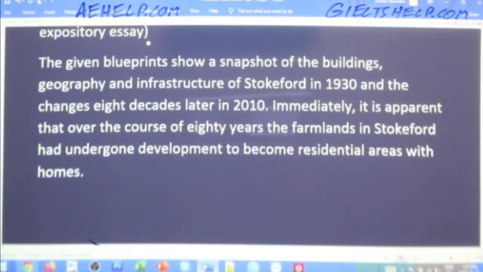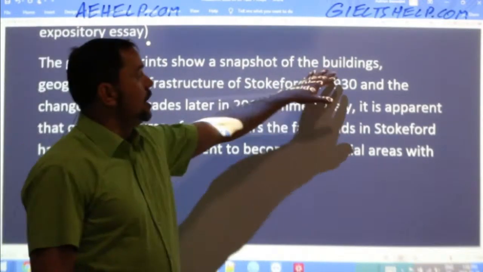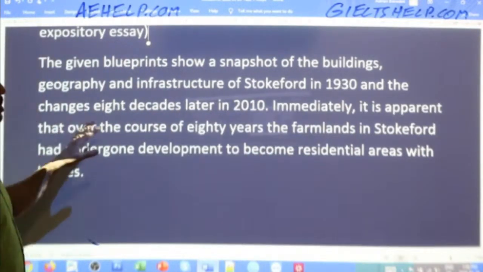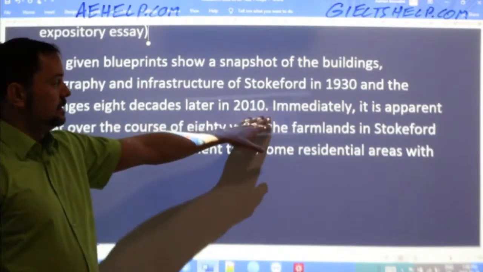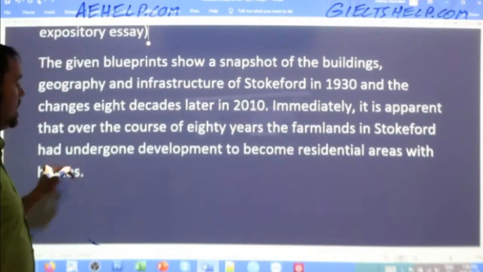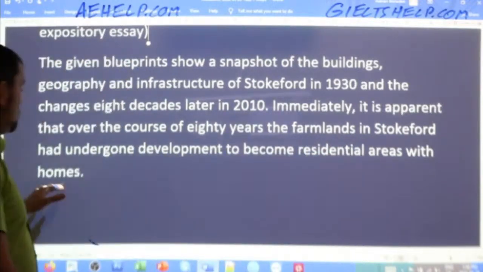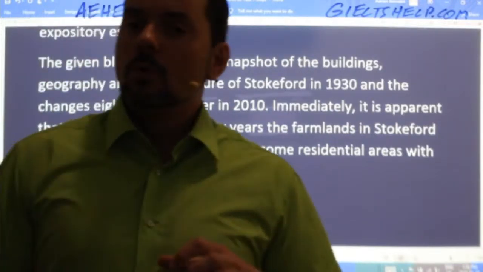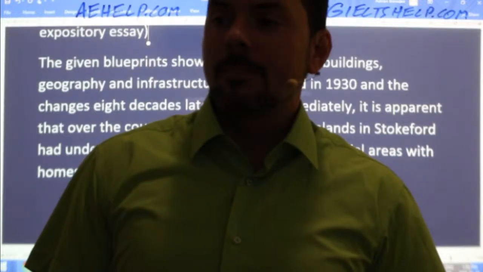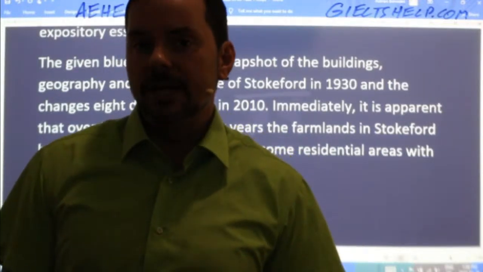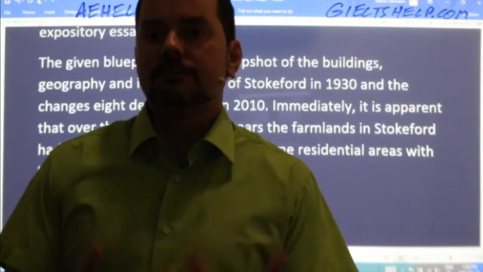Okay. All right, so here we go. Read with me. The given blueprints show a snapshot of the buildings, geography, and infrastructure of Stokeford in 1930 and the changes 8 decades later in 2010. Immediately, it is apparent that over the course of 80 years, the farmlands in Stokeford had undergone development to become residential areas with homes. Now, you as the audience, or you as the reader reading an expository essay, which one felt more acceptable for you to be interested to continue reading, to take notice of this information?